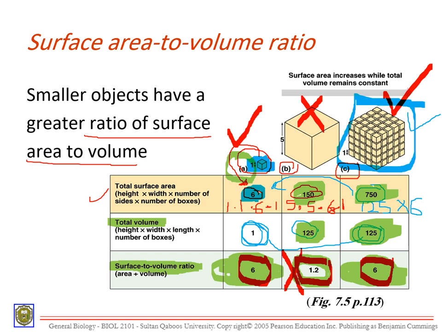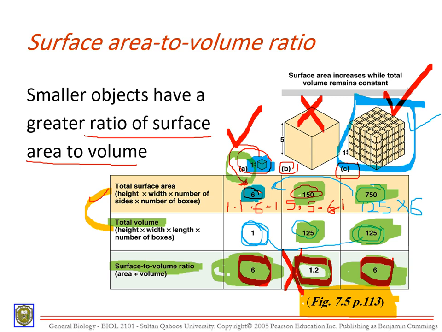So then you need to have a large or a higher surface area in order to make that exchange of material feasible and smooth. All right, if you wanted more details on this, please go to figure 7.5 on page 113. It will give you more clarity when you read it from the book as well. I hope that was clear. It's very simple calculations, and it's clearly explained here.